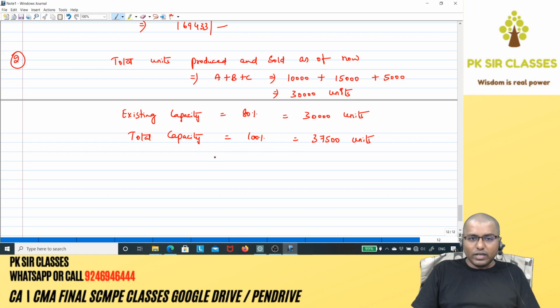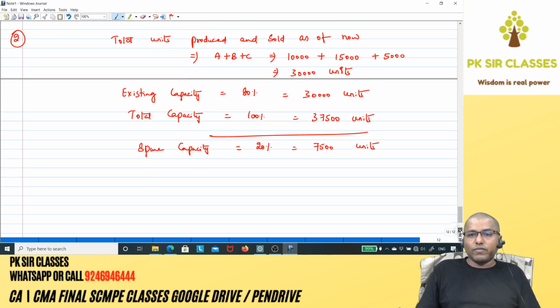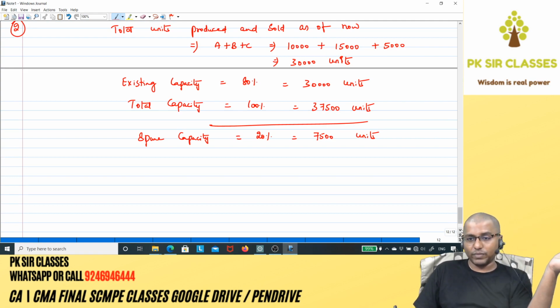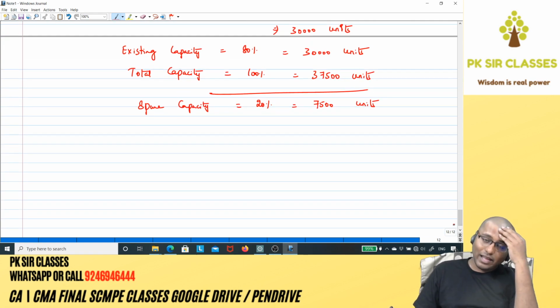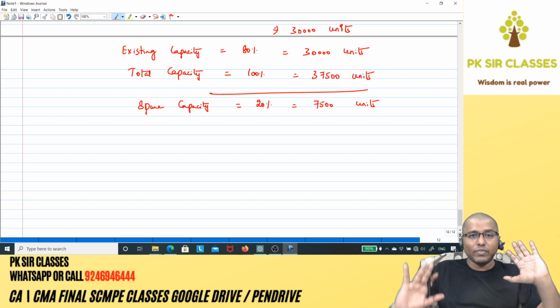Okay, from this we can calculate spare capacity. That is 20%, which is 7,500 units. Correct? Now in the question what he is asking you is, with respect to the 7,500 units, which product will you manufacture such that your overall profitability is maximum? That is the question. Will you manufacture and sell product A or product B or product C with respect to those 7,500 units?